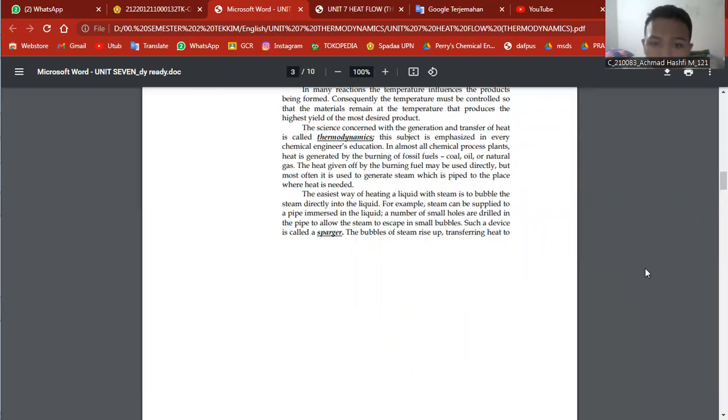The science concerned with the generation and transfer of heat is called thermodynamics. The subject is emphasized in every chemical engineer's education. In almost all chemical process plants, heat is generated by the burning of fossil fuels: coal, oil, or natural gas. The heat given off by the burning fuel may be used directly, but most often it's used to generate steam, which is piped to the place where heat is needed.